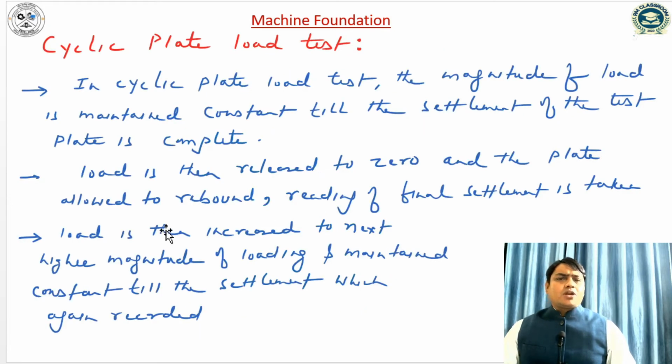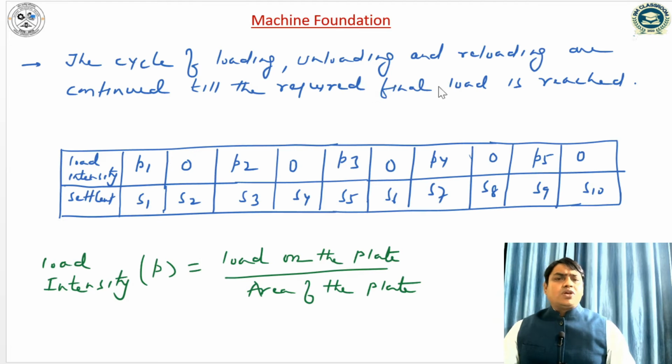In the cyclic plate load test, the magnitude of load is maintained constant till the settlement of the plate is completed. The load is then released to zero and the plate is allowed to rebound, and the reading of final settlement is taken. Then the load is increased to the next higher magnitude and maintained constant till the settlement is again recorded. The cycles of loading, unloading and reloading are continued till the required final load is reached.